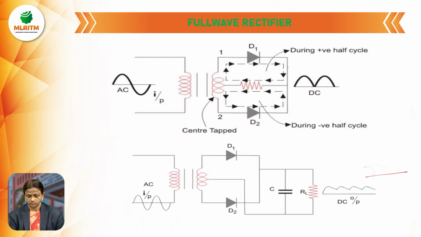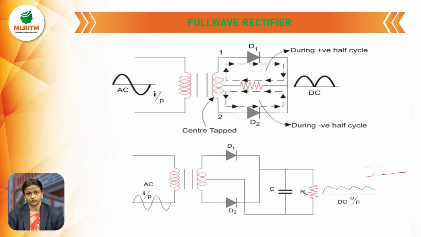Next, from this point connect one load resistor RL. This load resistor is connected to the center tap. This transformer is nothing but a center tap transformer. So, this load RL is connected to the center tap. Now, this is the construction of the full-wave rectifier.